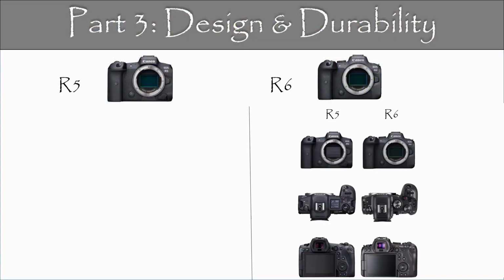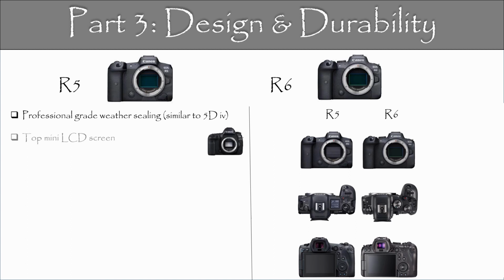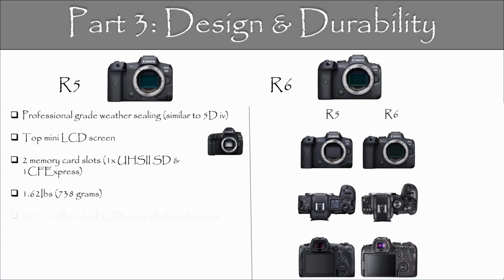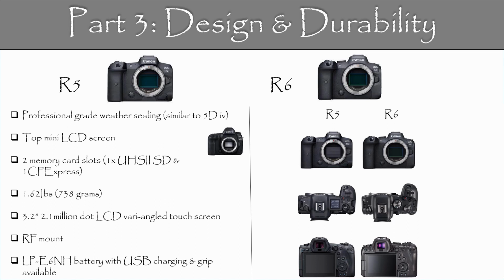So design and durability for the R5. The R5 has professional grade weather sealing, and tests conducted by petapixel.com concluded that this camera has some of the best weather sealing that they have ever seen in a camera. The R5 also has a top mini LCD screen, 2 memory card slots, one SD and one CF Express. It weighs around 1.62 pounds, which is 738 grams. It has a 3.2 inch, 2.1 million dot LCD vari-angle touchscreen. It has an RF mount, and it has an LPE6NH battery with USB charging and also a grip available.